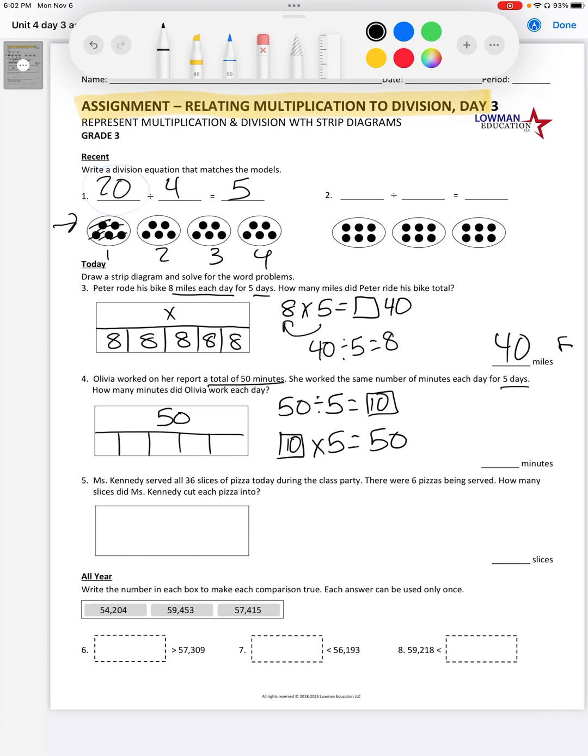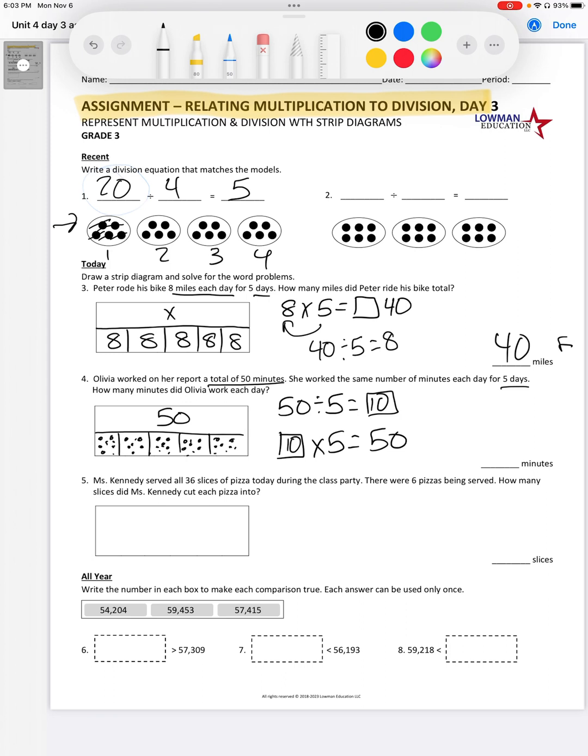What happens if we have a number that's not quite as happy and friendly as a 5 or a 10 to work with? You can go to the old tried and true dot method. You can go through and put one dot in each box very carefully and in a very clear and organized way until you get to 50 total dots. After that, you would count and see how many dots are in a section, and that would be your answer. Not going to take all that time right now.